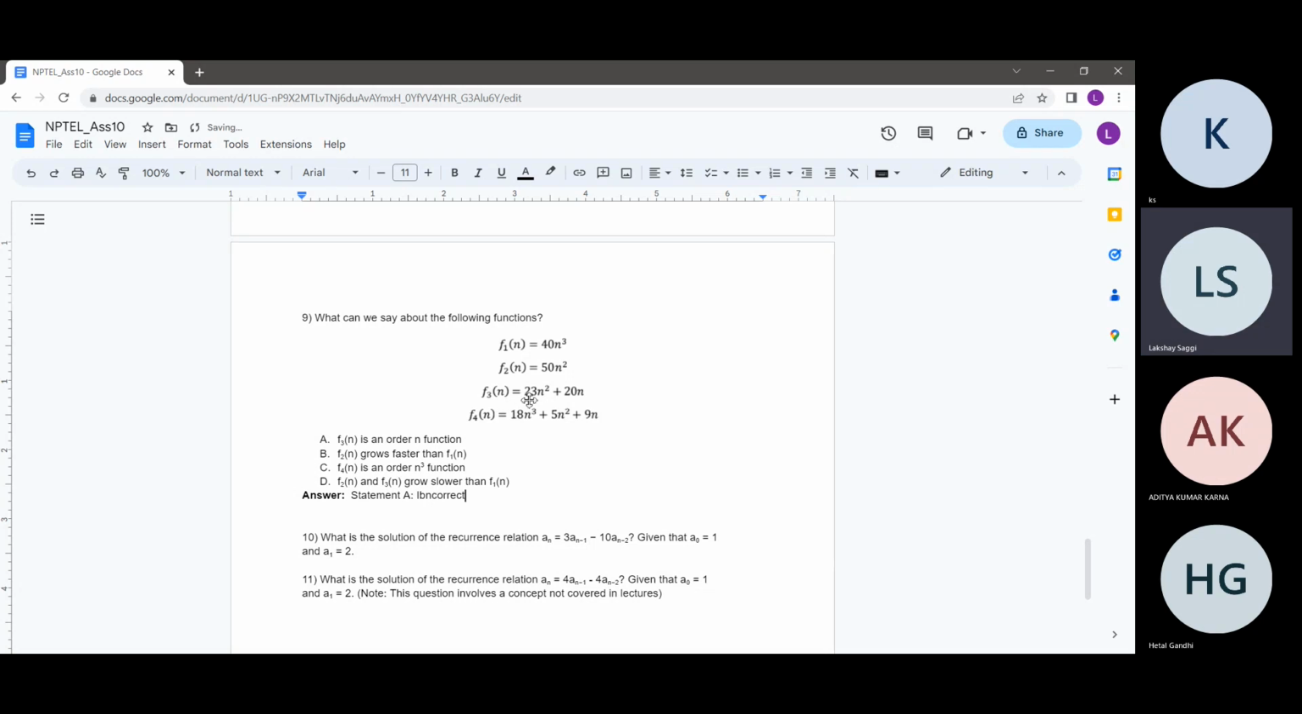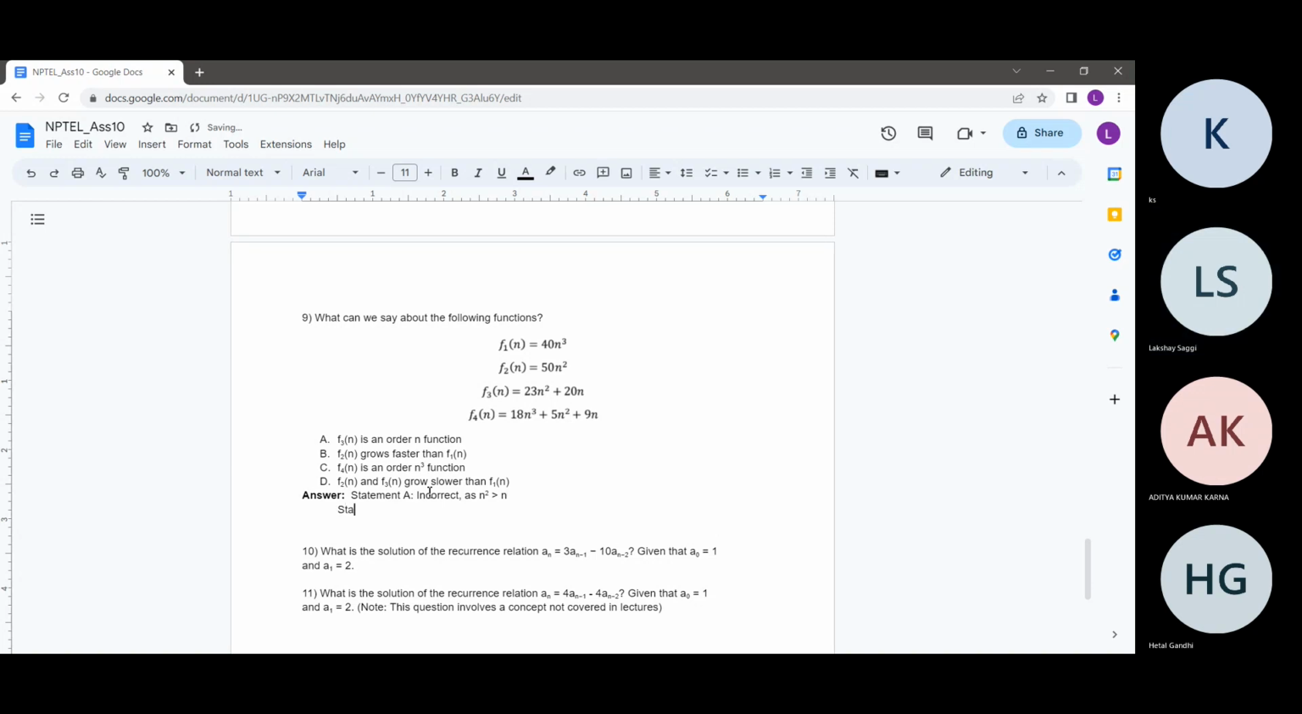And why is that? You can just see that this contains the term n square and this contains n only. So the limit of n square by n will go to infinity as n tends to infinity. So it is not an order n function, but instead an order n square function. So incorrect, as n square is greater than n. Maybe I should just write down this one.